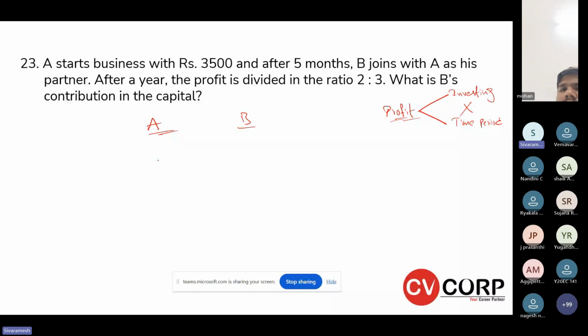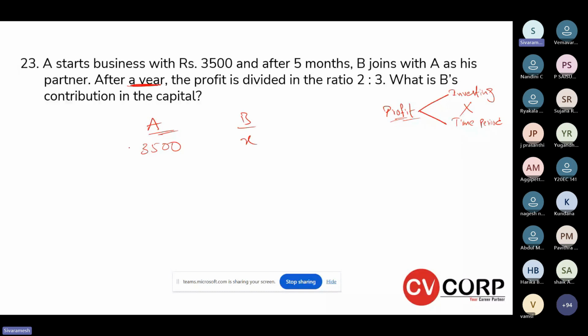Now A started the business with 3500 rupees. After 5 months, B joins A as his partner with some X amount. We don't know what that amount is. After 1 year, A invested his amount for the entire 12 months. But B has not invested his X rupees for the entire 12 months, because B joins after 5 months, so B only invested that amount for 7 months, correct? Now, time period into investment amount indicates the profit ratio. Their profits are in the ratio 2:3, correct?